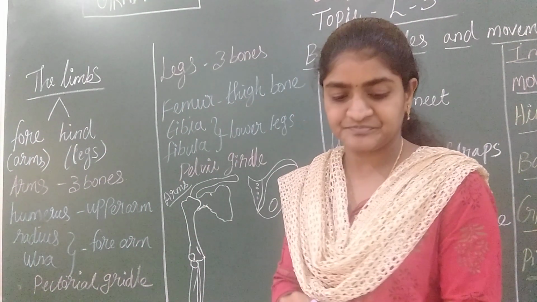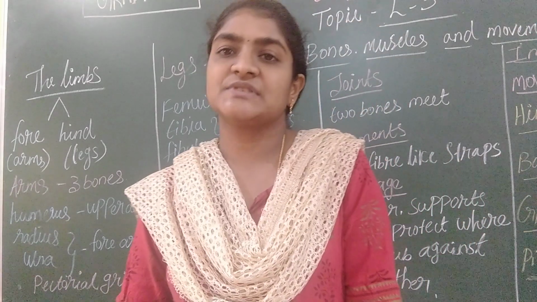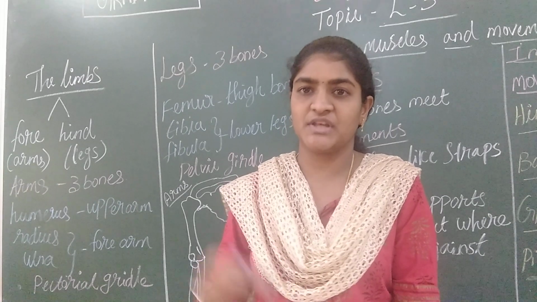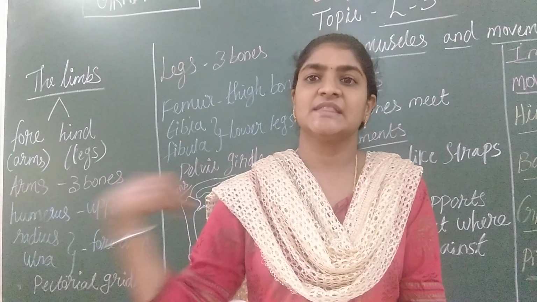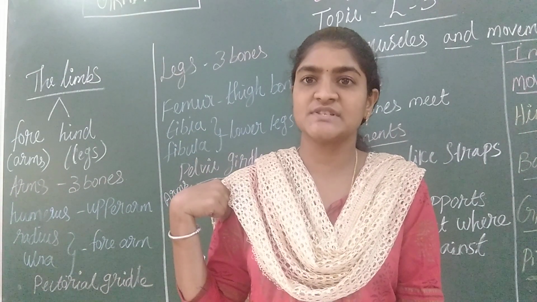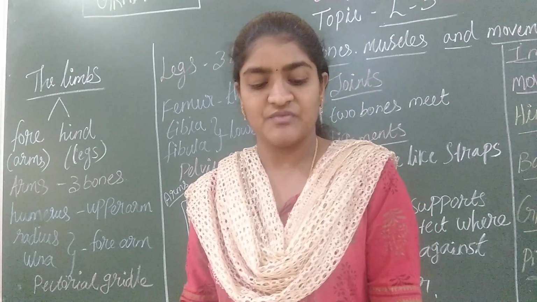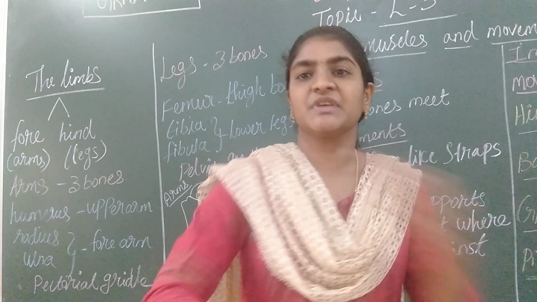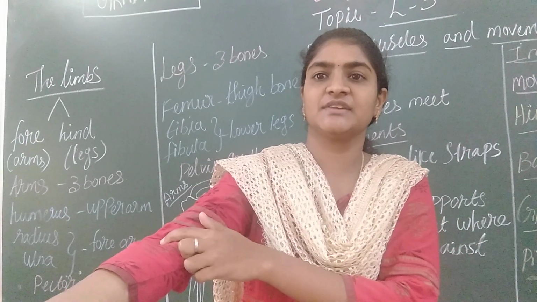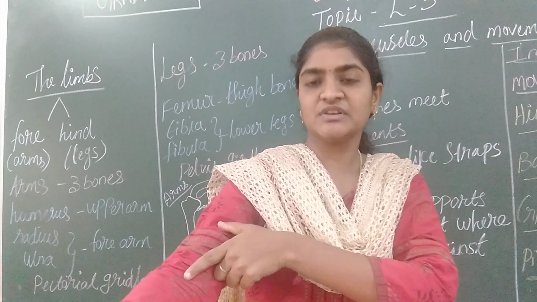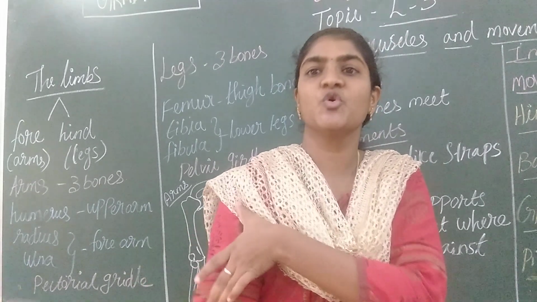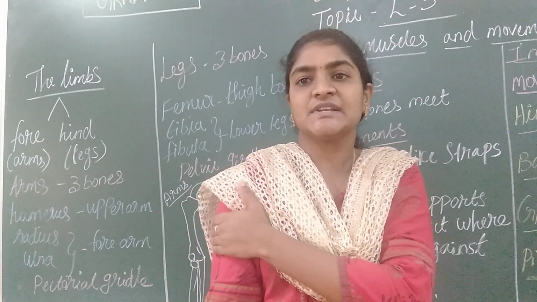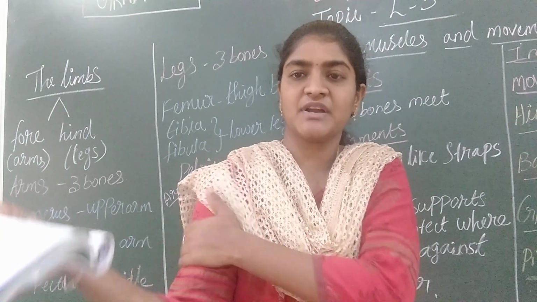Next we are going to see about arms. The arm is made up of 3 bones. Here we can see the arm, right? The first is the humerus, which is the upper arm. See, humerus is a bone. From here to here this bone is connected. This bone is called the humerus. It is present in the upper arm. This is our upper arm.